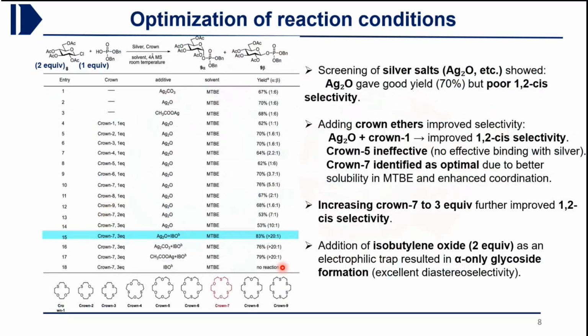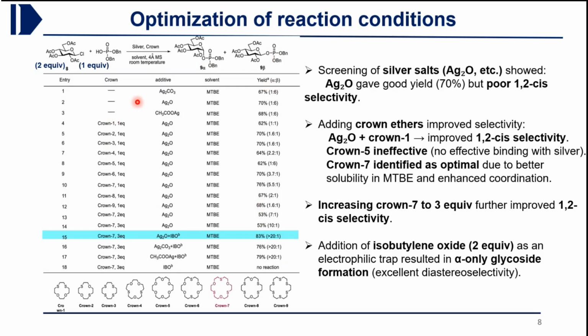Now, optimization of reaction conditions. They use the beta glycosyl chloride at 2 equivalents and the phosphate acceptor at 1 equivalent. They have tried multiple silver salts like silver carbonate and oxide, and about 9 crown ethers. The solvent is MTBE, methyl tert-butyl ether, with 4 angstrom molecular sieves at room temperature. They compared the yield between alpha and beta, as mentioned here.